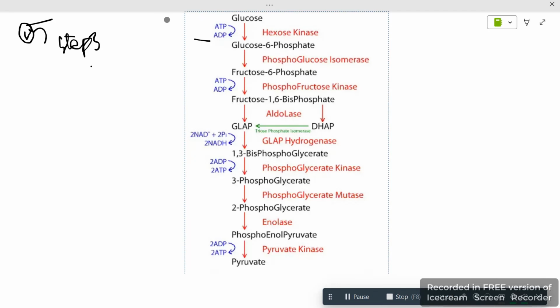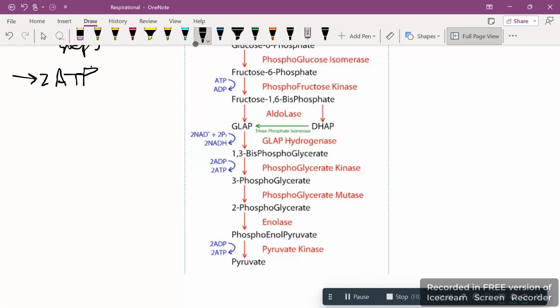Here you will not get any benefit. In the preparatory phase, 2 ATP will be consumed, 2 ATP will be taken. That's the main point. I will write a few main points as well.